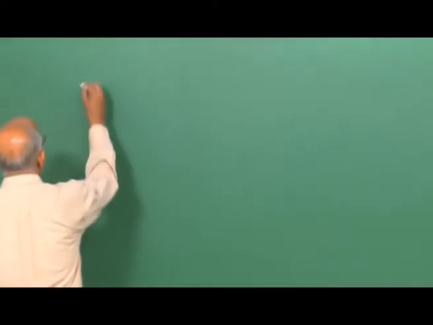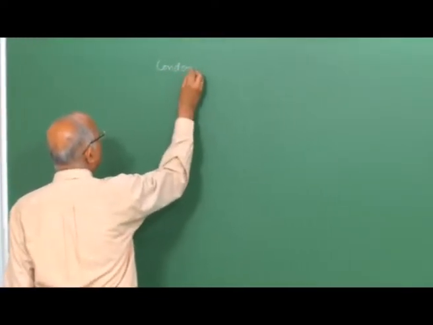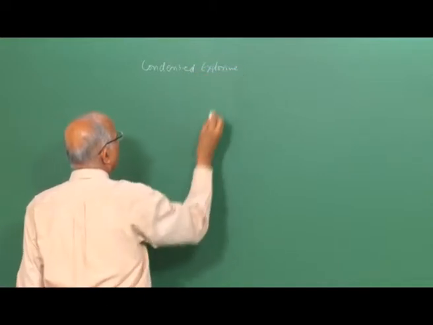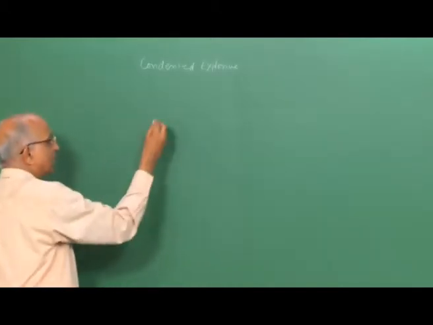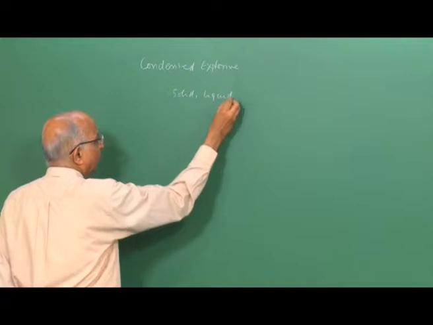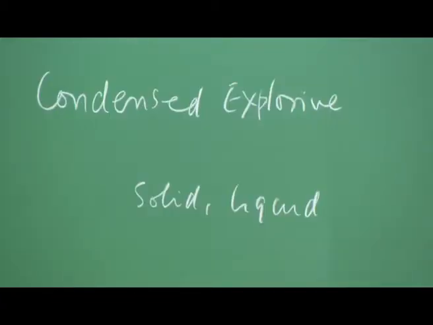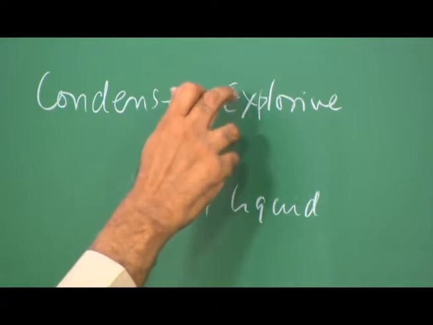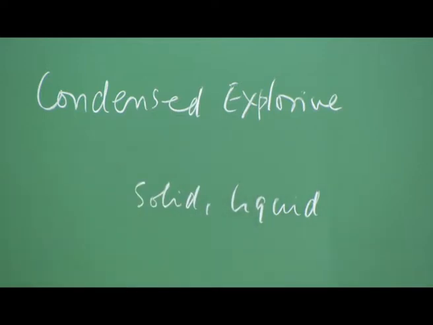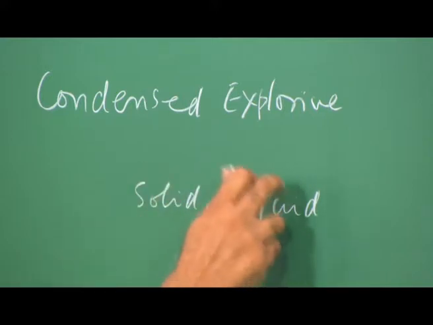Morning. In today's class, we will consider the case of condensed explosives. When we say condensed explosive, all we mean is the explosive substance exists either in a solid phase or in a liquid phase. We have already considered explosives involving fuel gas and air mixtures or fuel gas and oxygen mixtures. We also saw dust with air, and what we do today is solid and liquid explosives.